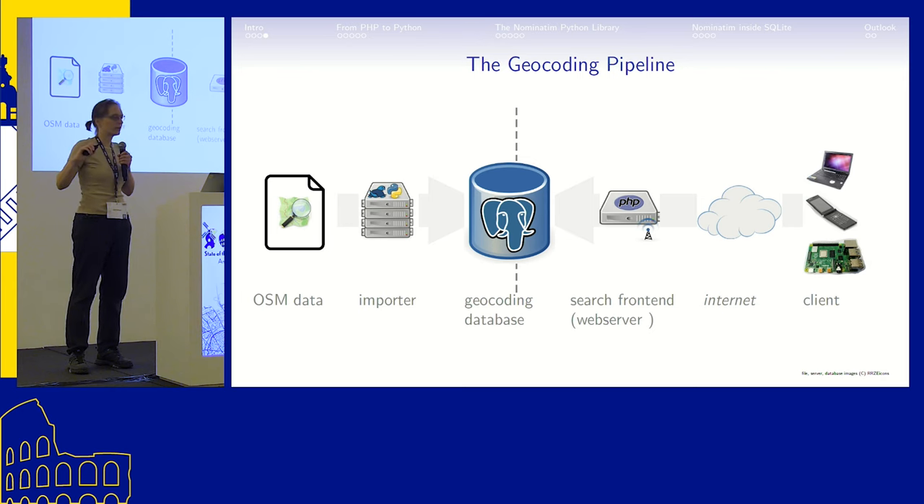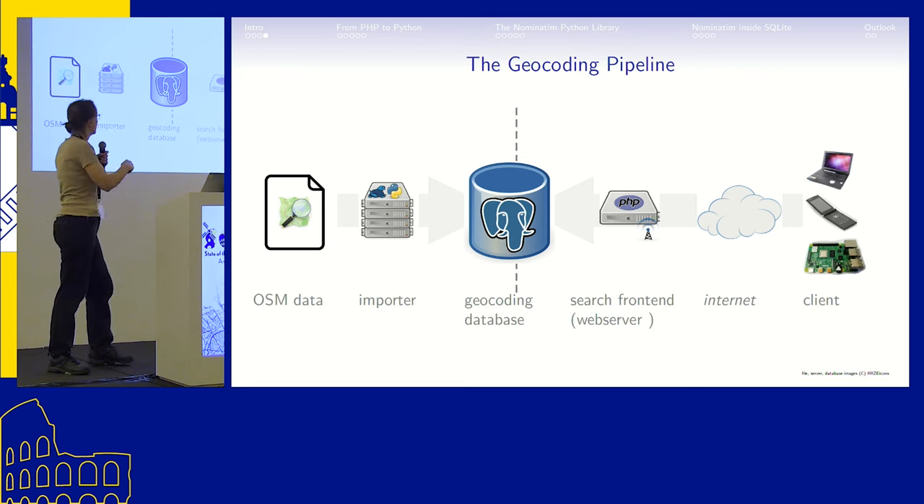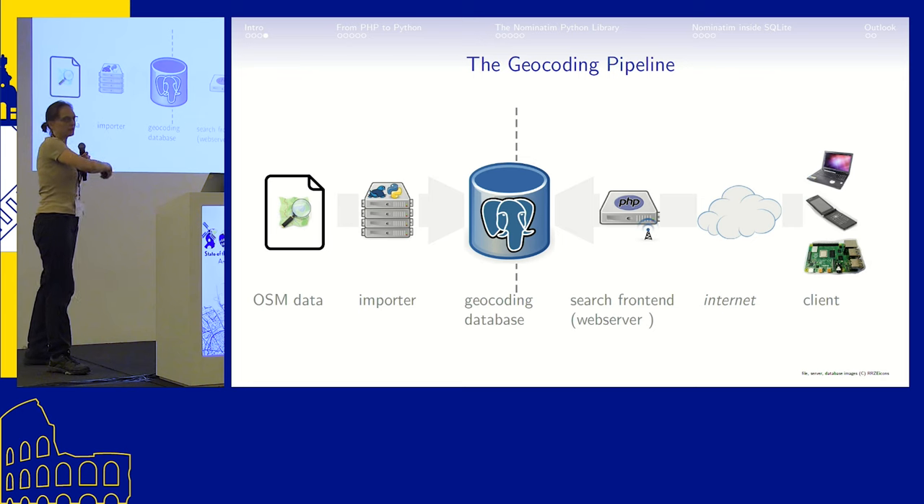So there are two sides to it. One thing is you start with the OSM data, and then you have an importer. So you process the OSM data until you get something which is actually geocodable, and you put it in a Postgres database. This is heavy stuff. You can't do this on a small machine. We can't do smaller. But the other side looks different when you want to do the search.